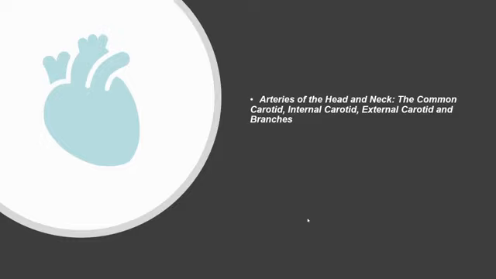So we are going to just start discussing the arteries of the head and neck. And what you'll see is there's just a bunch of them. It's a very complicated area, so I'm dividing them up a little bit. In this video, we'll be discussing the common carotid artery and how it splits into internal carotid, external carotid, and then the branches of those.